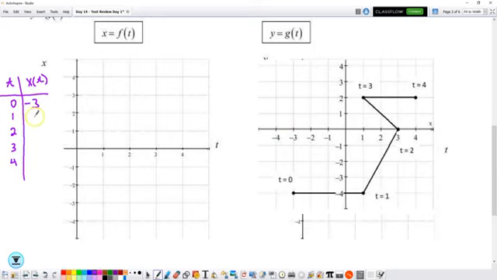At 1, I have an x value of 1. At 2, I have an x value of 3. 3 has an x value of 1. And 4 has an x value of 4.